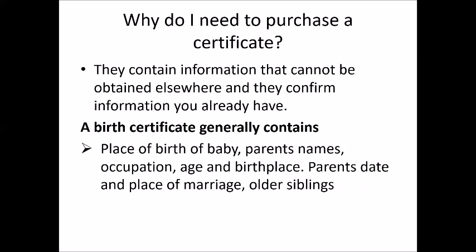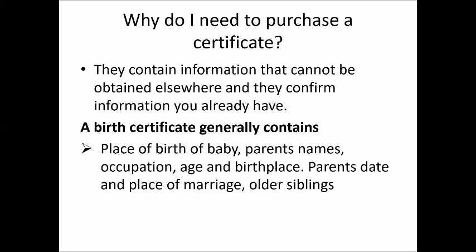So why would you purchase a certificate? Currently in Victoria, it's $20 to purchase a non-certified certificate, which is what you just need for family history. And this is the sort of information it tells you: place of birth of the baby, parents' names, occupation, age, birthplace, date and place of marriage, and older siblings. In reality, usually the birthplace is right, the parents' names are right, and the occupation. Age is not always correct, because people lie about their age frequently because they want to look younger, want to look older, whatever the reason is. They can't remember when they were born.